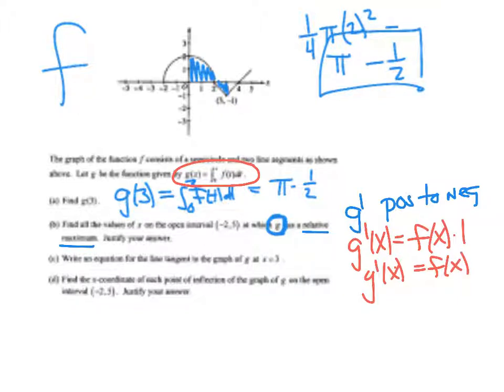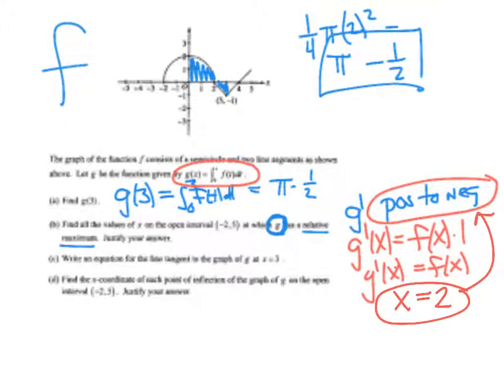Okay, now, I need f of x, we just said, which is g prime, to change from a positive to a negative. So take a look at f. When does f change from positive to negative? Well, hopefully you're pretty good at this by now, and you said at x equals 2. And we already have our justification right there.